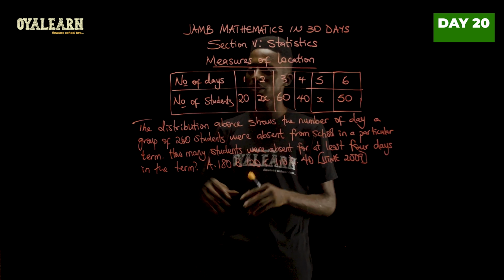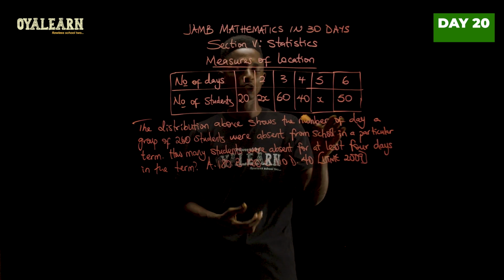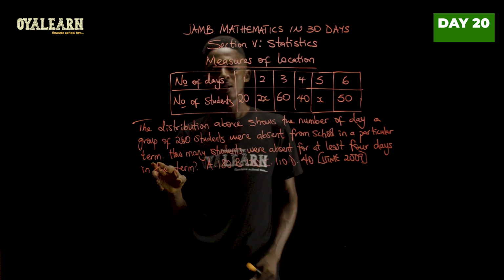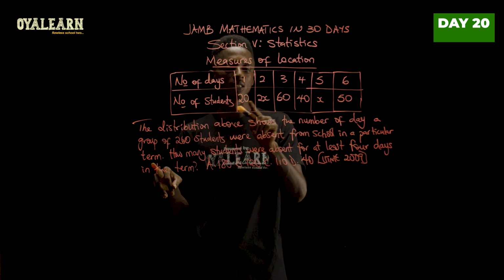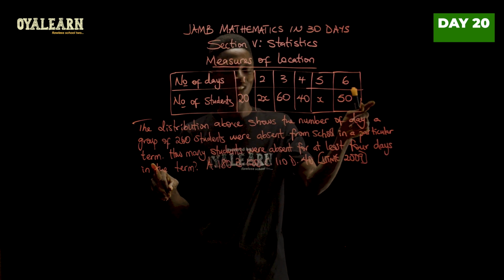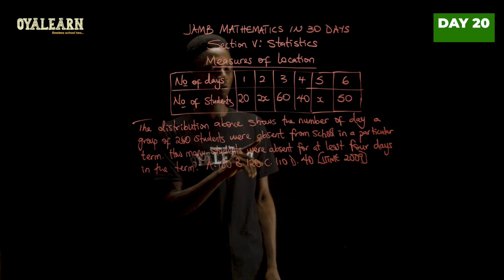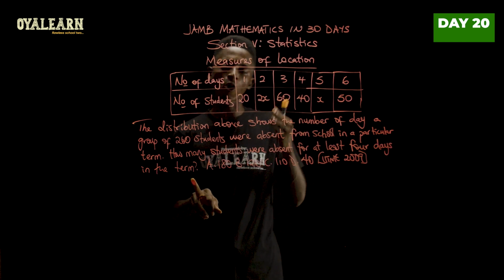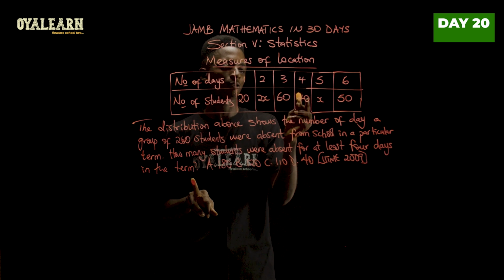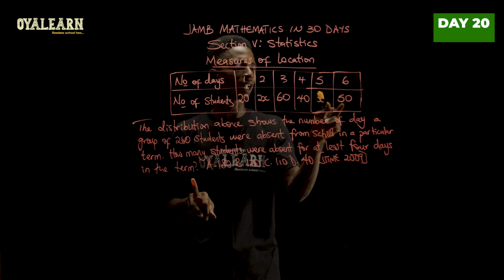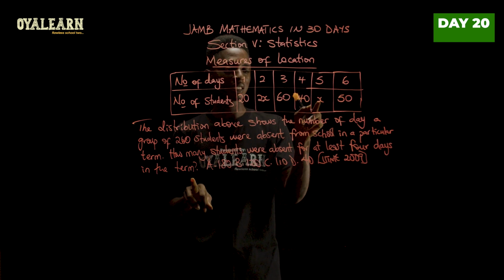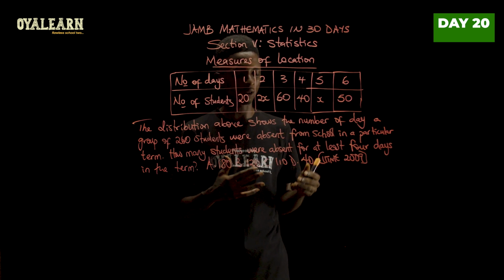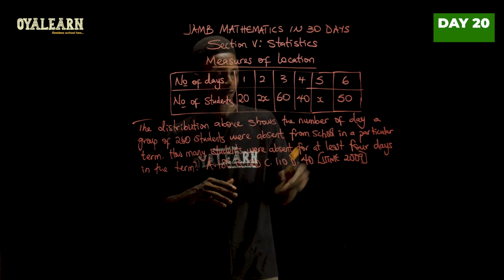In this question, we have that this table is a distribution that shows the number of days a group of 260 students were absent from school in a particular term. That is, the sum of these numbers we have here, which is number of students, is 260. So now we are asked how many students were absent for at least 4 days in the term. So to get that, we have to look from 4 and above. So from this point here, where we have 40, x, and then 30. So we have to add these 3 together. And we can't do that without first getting the value of x. So first, let's find x, and then we find the number of students that were absent for at least 4 days.